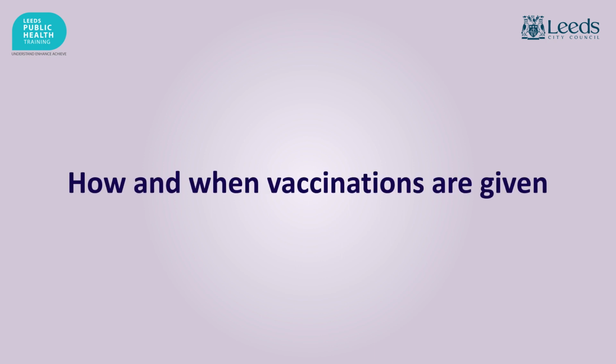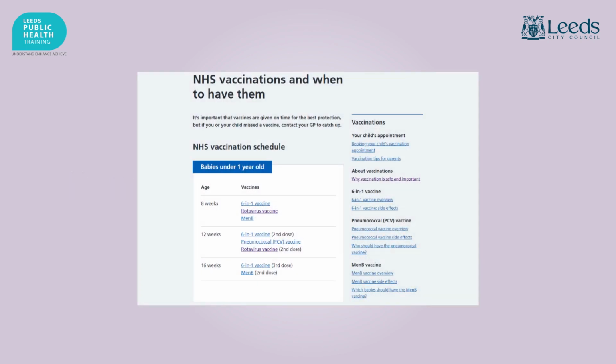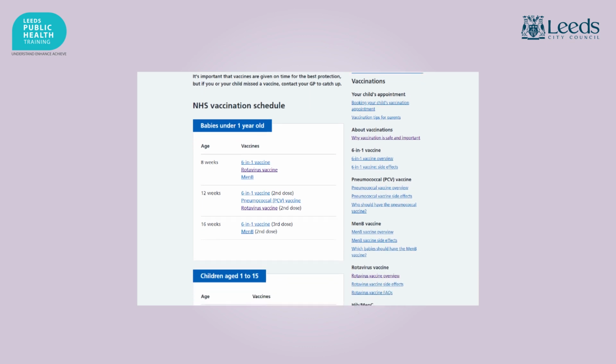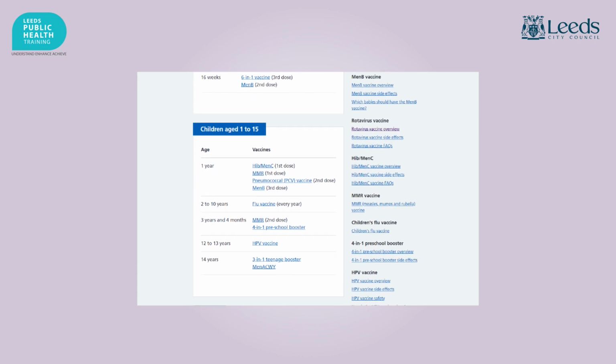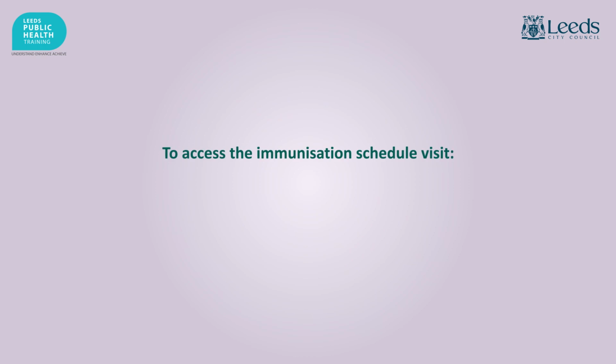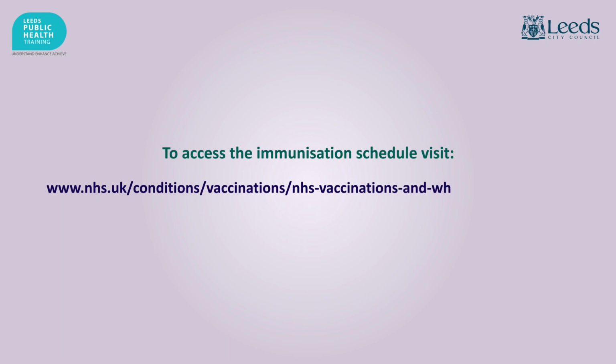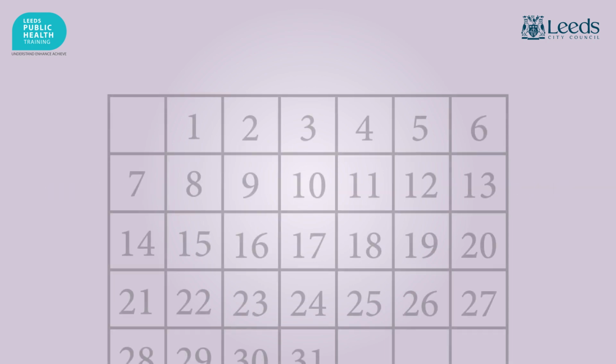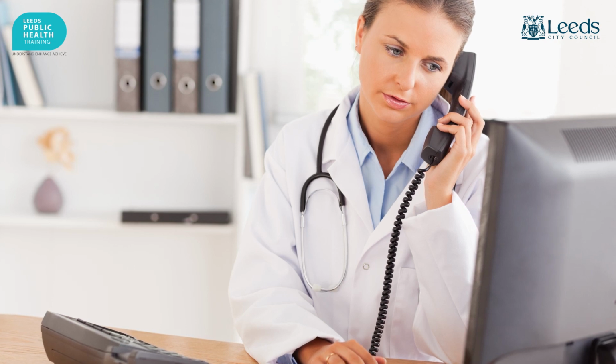How and when vaccinations are given. The childhood immunisation schedule can be accessed on the NHS website. This provides information on the age that vaccinations should be given and the types of vaccines that will be offered at each visit. This information is also available in the Red Book, My Personal Child Health Record, provided to new parents shortly after a child is born. To access the immunisation schedule, visit www.nhs.uk/vaccinations/and-when-to-have-them/.